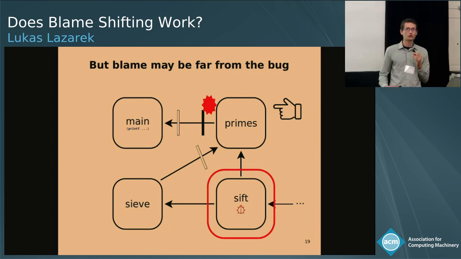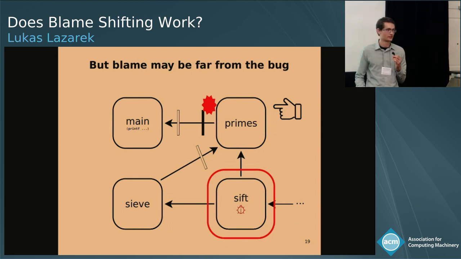But let's put ourselves in the shoes of a programmer who maybe doesn't know where this bug is. How should they interpret blame in this context?